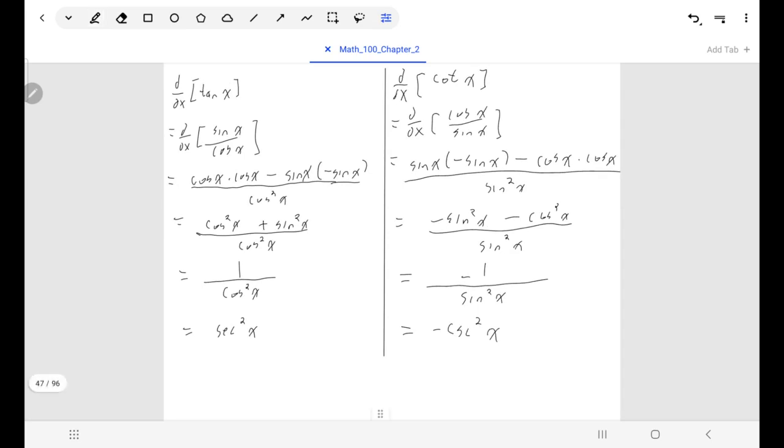That's one of the nice things about these 4 proofs in particular. If you're ever lost and you can't remember what the derivative is of tangent or secant or whichever one of these 4 off the top of your head, as long as you know the quotient rule, you can always figure these ones out for yourself.